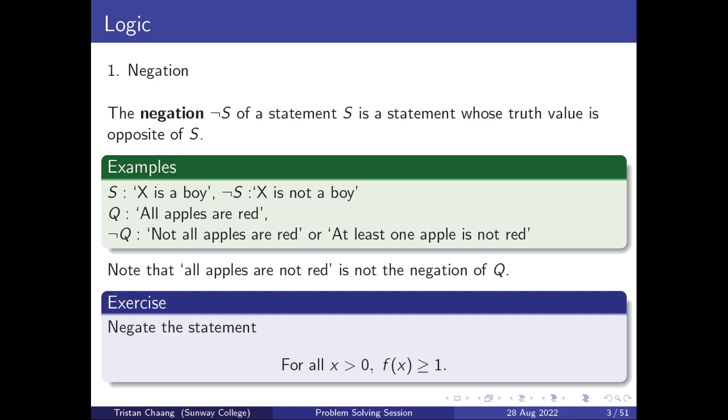Is that okay? So first of all, let's see this statement here as an exercise. For all positive x, f(x) is greater than or equal to 1. Then to negate this, that would be what? So think for a moment.